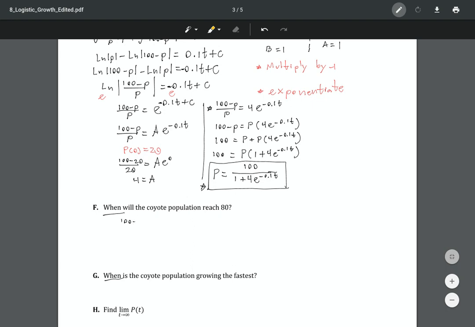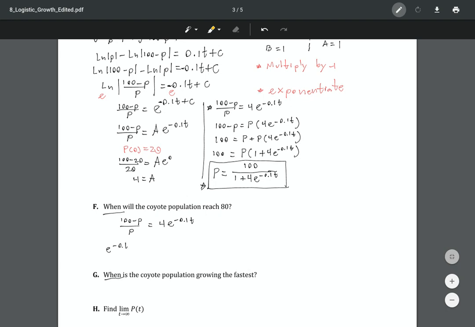So again, I have 100 minus p over p is equal to, in this case, 4e to the negative 0.1 t. So now I'm going to divide both sides by 4. And this is going to look really funky, but I have 100 minus p over p, all of that divided by 4.